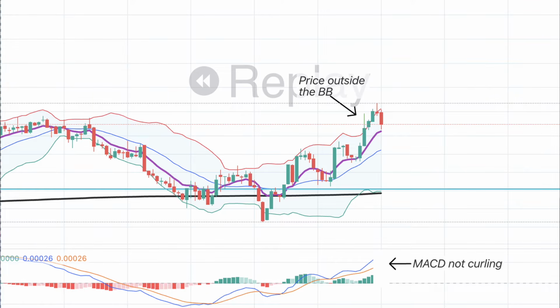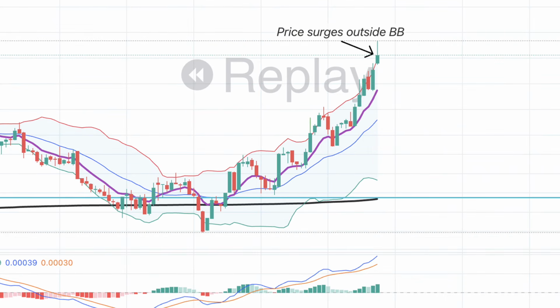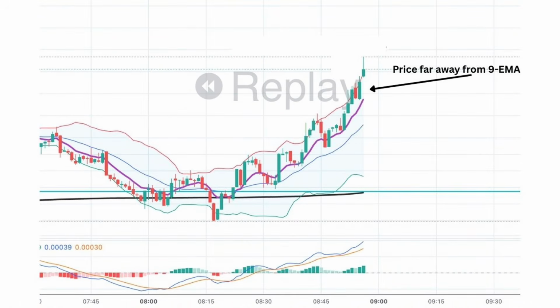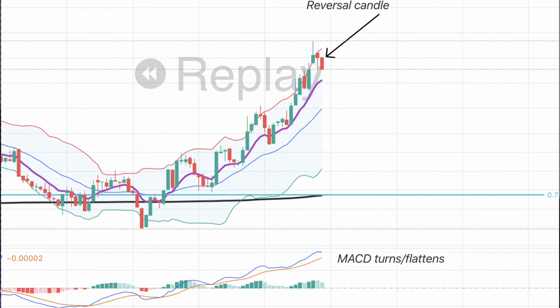However, what we did not see here was the MACD starting to flatten or turn. It still looked like it was going upwards. We wait a bit longer, and again we see price surge, hit the top band with a long upper wick that stretches above the band, and then you see price turn. You check the 9 EMA, the purple line, and can you see how far it is from the price? That's a warning sign that the price has gotten ahead of itself. Next, you look down at the MACD, and at the moment that this candle forms, the MACD is flattening and just about to cross below the signal line.